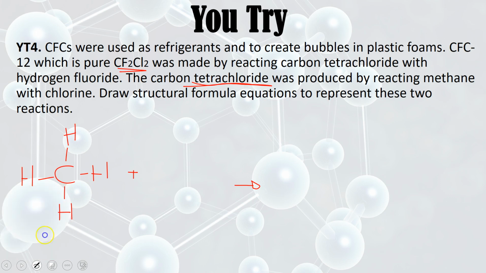So the first step in creating a CFC is to take all those hydrogens out and replace them with chlorines. So I have my chlorine that's diatomic. And all of these then become chlorine molecules. All of them.